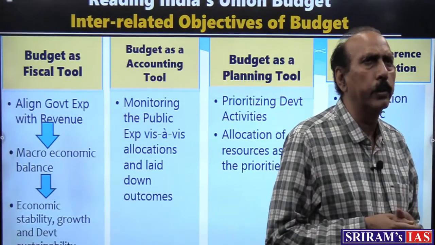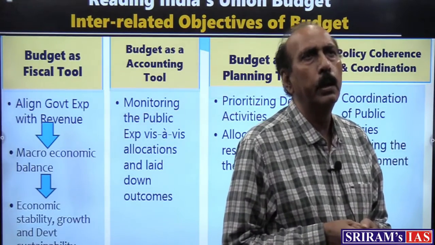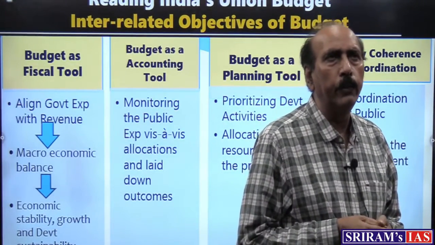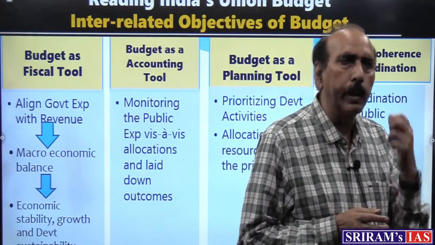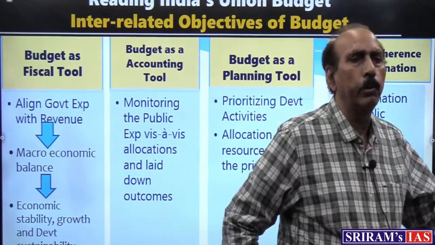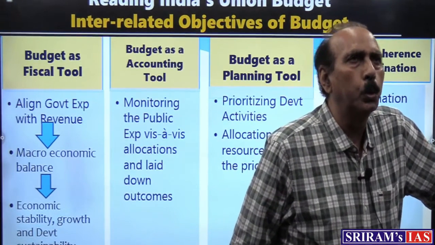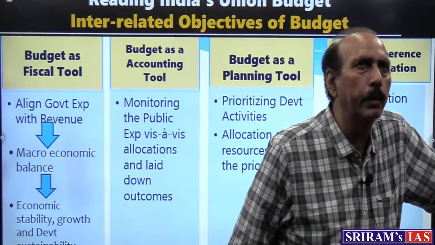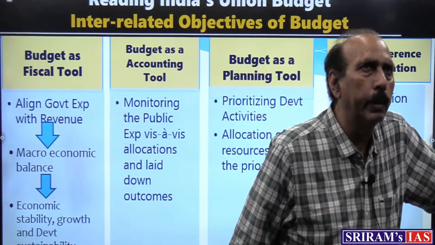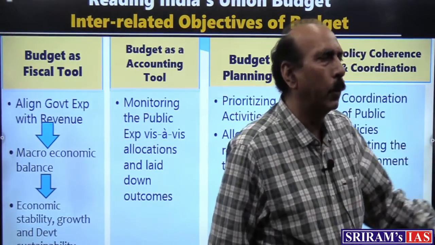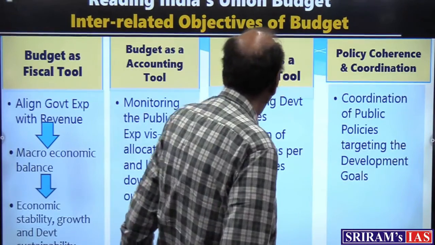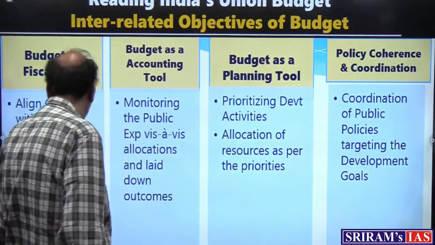The third coordination the government has to maintain is with the international economy. And therefore, keeping in view the international developments, adequate measures are taken through the budget to address the international situation in the country. And therefore, all these three kinds of coordination are maintained through the budget.